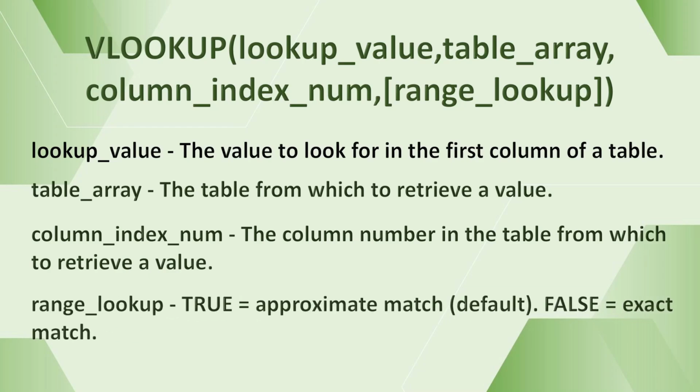The last argument is range lookup, which determines whether to search for an approximate or exact match. True means approximate match. It is the default value. If an exact match is not found, use the closest match to the lookup value. By selecting true, VLOOKUP assumes the first column in the table is sorted either numerically or alphabetically, and will then search for the closest value. False means exact match. The formula searches for a value exactly equal to the lookup value. If an exact match is not found, then it will return an error.